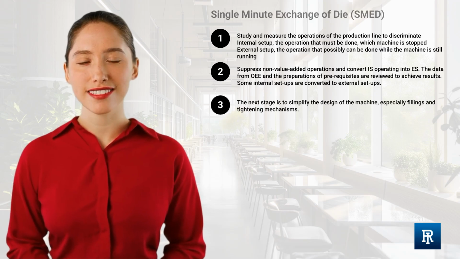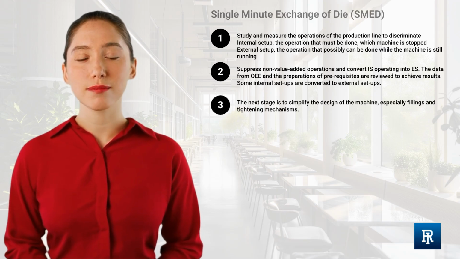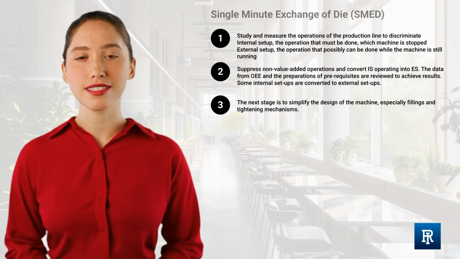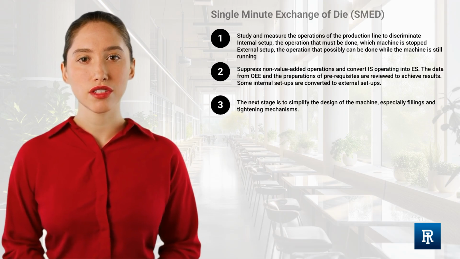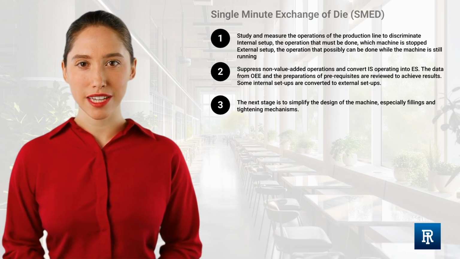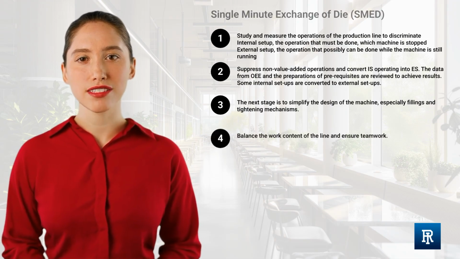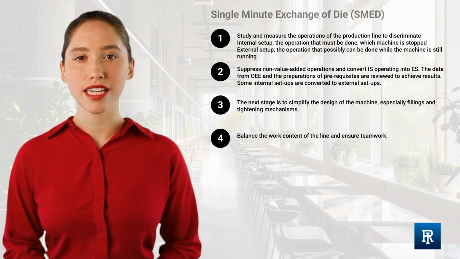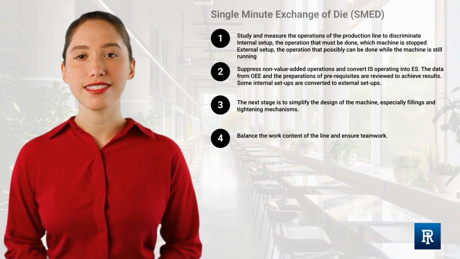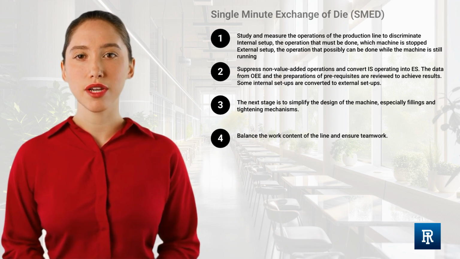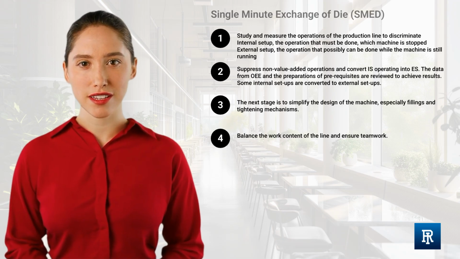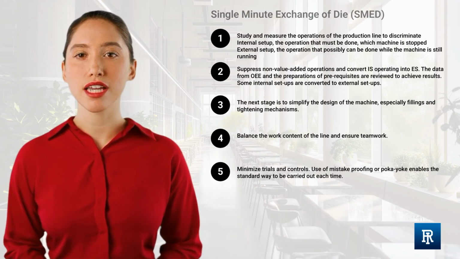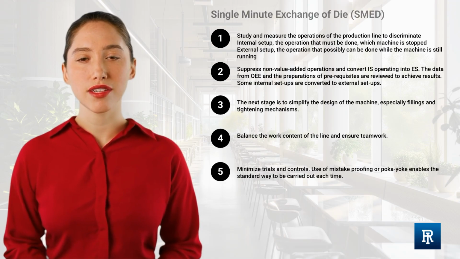The next stage is to simplify the design of the machine, especially fittings and tightening mechanisms. Some examples of the design simplification are U-shaped washers, quarter-turn screws, and cam and lever tights. Balance the work content of the line and ensure teamwork. For example, in one automatic insertion machine, one operator sets up on the machine front while the other operator feeds components on the other side. Minimize trials and controls. Use of mistake proofing, or poka-yoke, enables the standard way to be carried out each time.